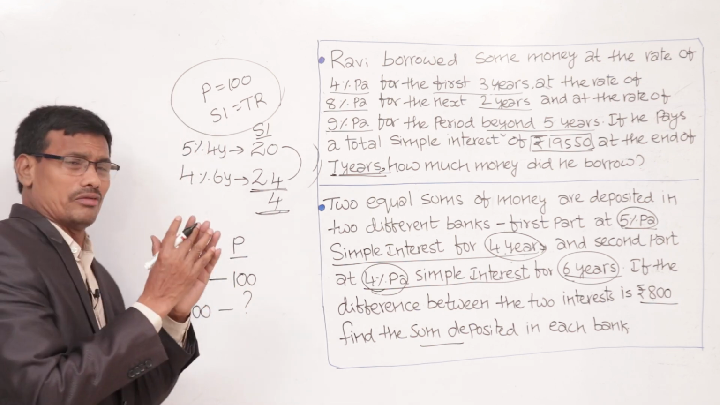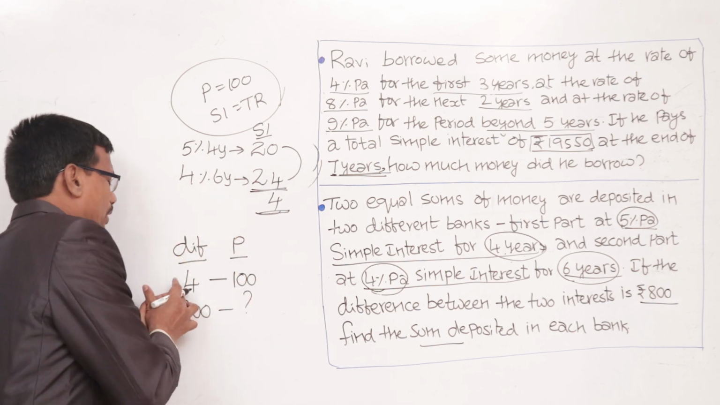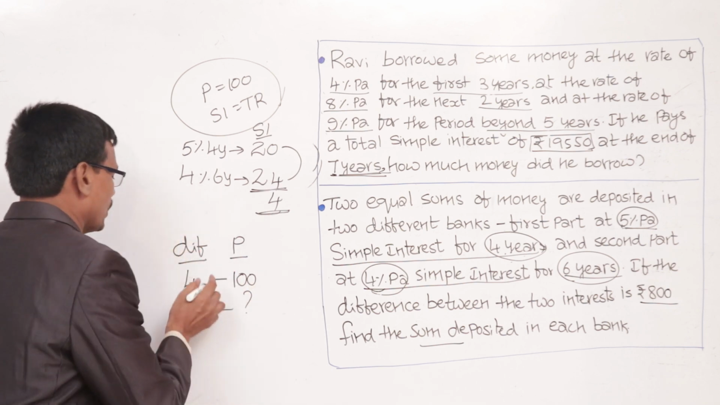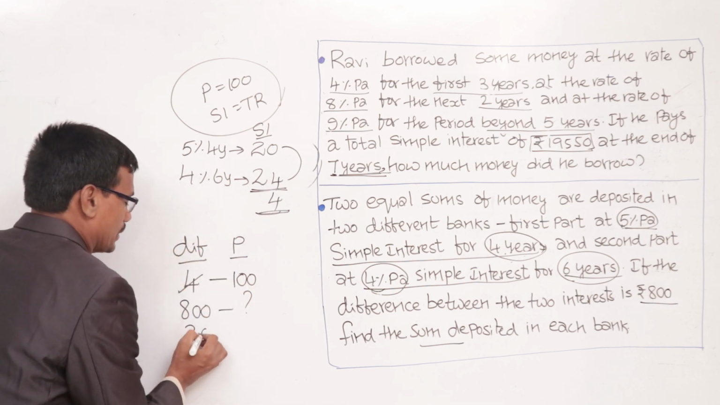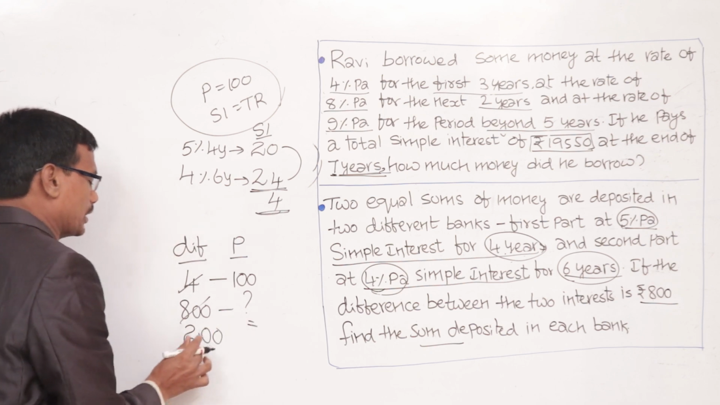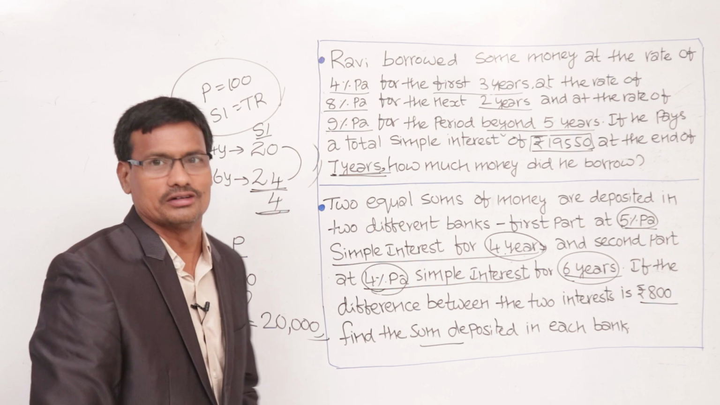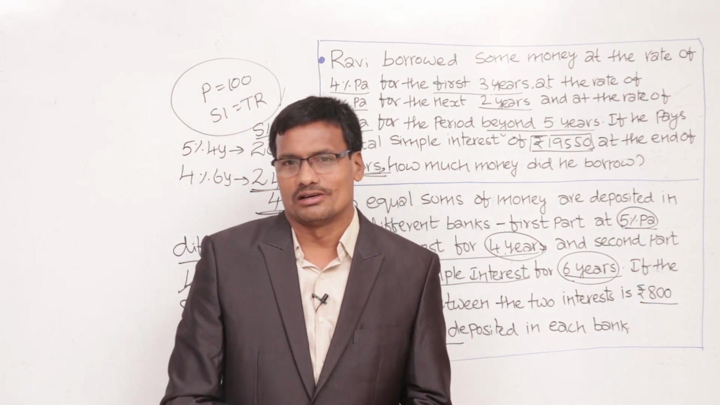Now remember, always take up and up cancellation or up and down cancellation. This is our TP method. 4 1s, 4 2s 8, 0 0. Now 200 into 100 is equal to 20,000 rupees is the principal. So like this we have to solve.